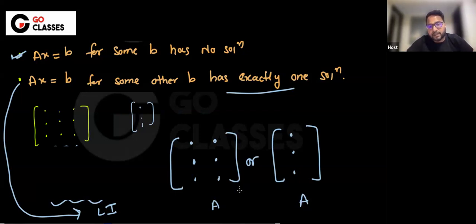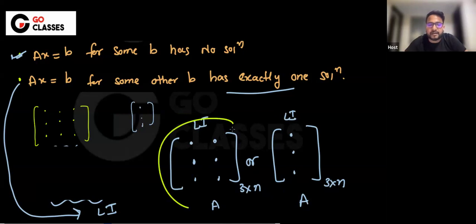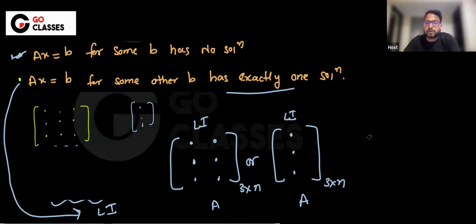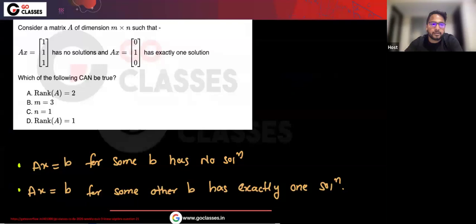So basically, if you say that A is m cross n, then for sure the number of rows is three. Three cross two, or it could be three cross one, but the columns must be linearly independent, right? So what could be the rank? If the matrix is this, then rank is 2. If the matrix is this, then rank is 1, isn't it? So let's see the options here. Rank can be 2 or rank can be 1. Both are true cases.